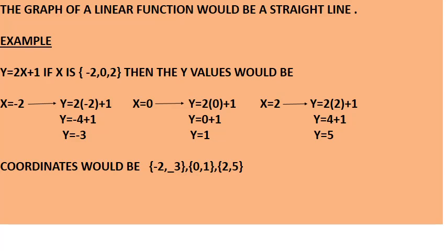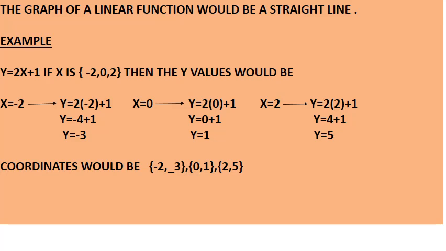Example, y = 2x + 1. If x is independent, that means we will choose our own x values. In this case, our x values are -2, 0, and 2. Then the y values would be: if x is -2, the y value given would be -3. If x is 0, the y value would be 1. If x is 2, the y value would be 5.